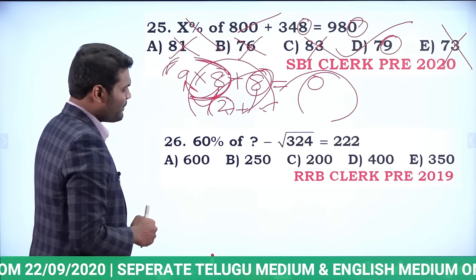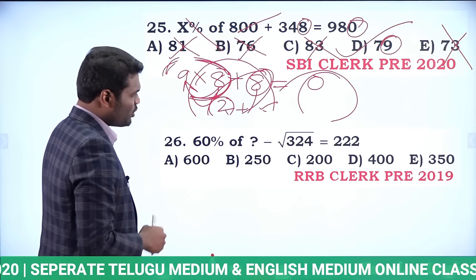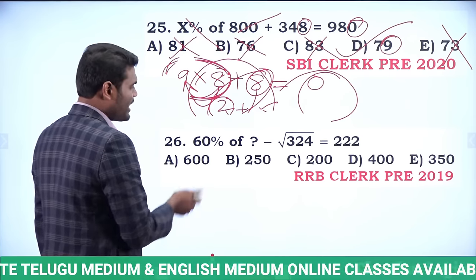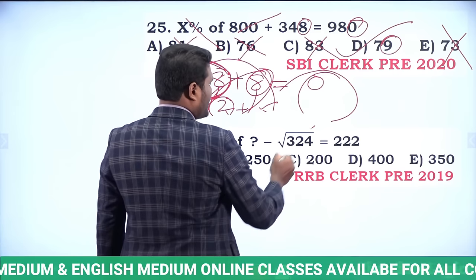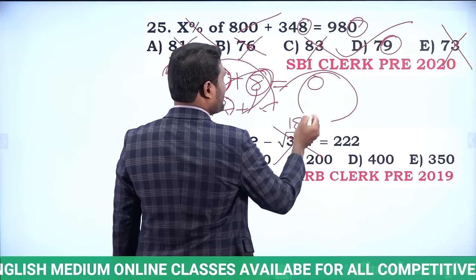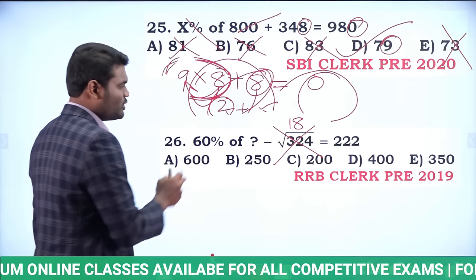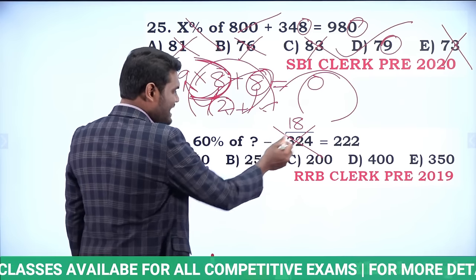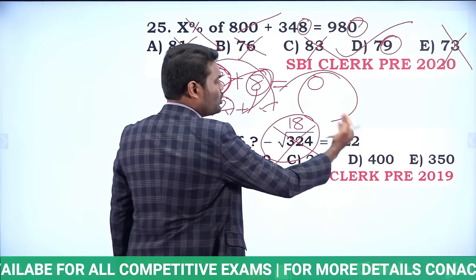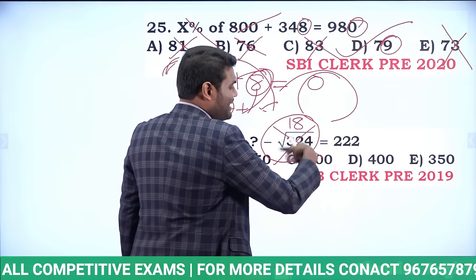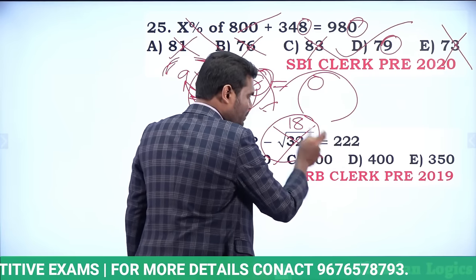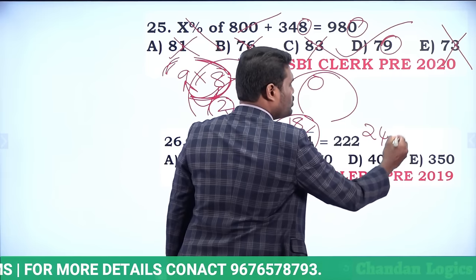60% of question mark minus square root of 324 equal to 222. We need to find what this question mark is. Now 18 square is nothing but 324, so the square root of 324 is 18. Now minus 18 goes to the other side, this will be plus 18. Plus 18 means 222 plus 18, which is nothing but 240.